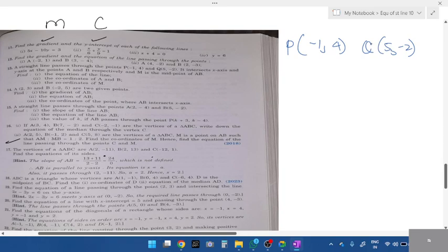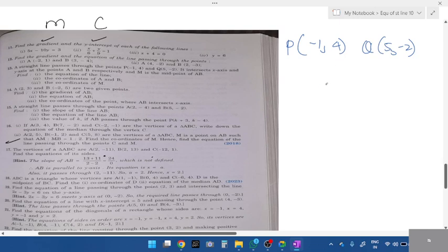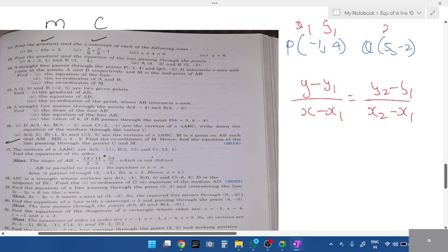Okay, when 2 points are given, what is the equation, students? First, for these 2 points, tell me the equation. No, no, no. y minus y1 is equals to, y2 minus y1 by x2 minus x1, into x minus x1. All of you will take these as x1, y1, x2, y2. Equation of the line.